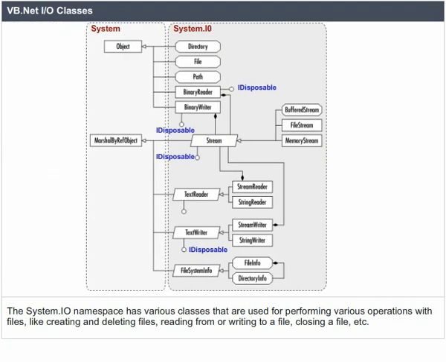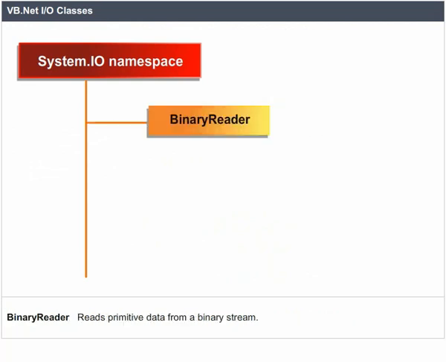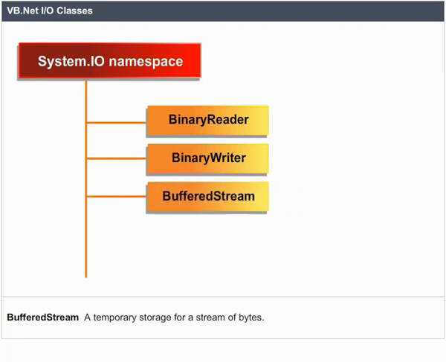VB.NET I/O classes. The System.io namespace has various classes that are used for performing various operations with files, like creating and deleting files, reading from or writing to a file, closing a file, etc. Some commonly used non-abstract classes in the System.io namespace are: BinaryReader, reads primitive data from a binary stream. BinaryWriter, writes primitive data in binary format. BufferedStream, a temporary storage for a stream of bytes.